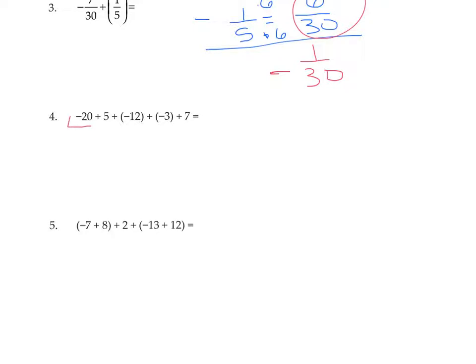So we have a negative 20, a negative 12, and a negative 3. They all add because they're all negative. So when we add that together, we get negative 35. And then the rest are positives. Positive 5 and positive 7 make positive 12.